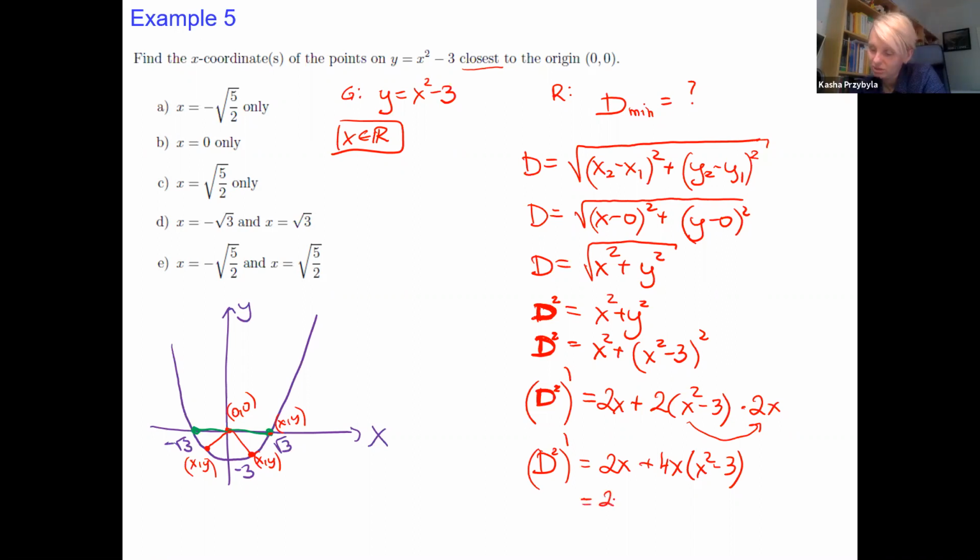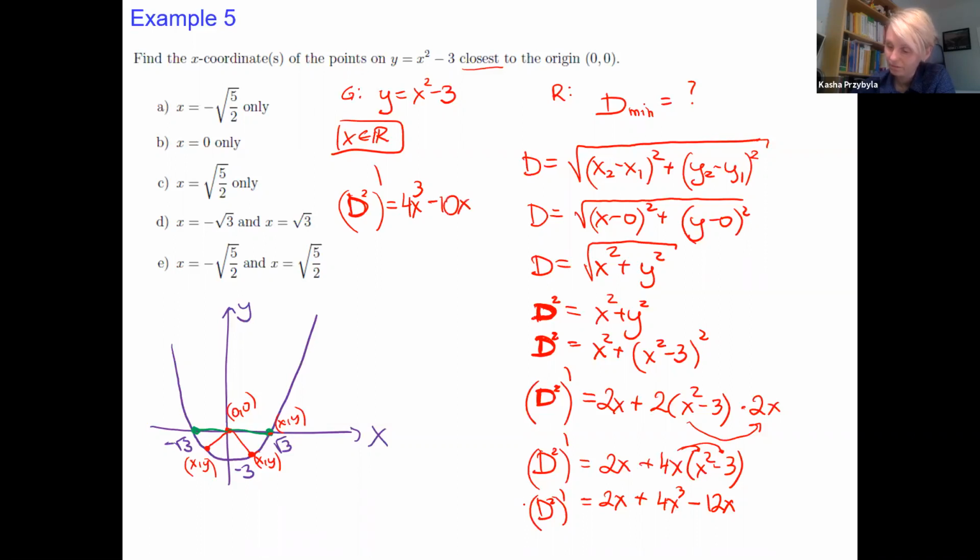Oh, actually, let's make it nicer. Let's distribute. 4x times x squared, 4x cubed, minus 12x. Oh, yeah, I think that will be better. Okay, that means the final formula for the derivative of the distance squared is 4x cubed minus 10x. Yeah, do you think it's correct? Because we do have here 4x cubed minus 10x.